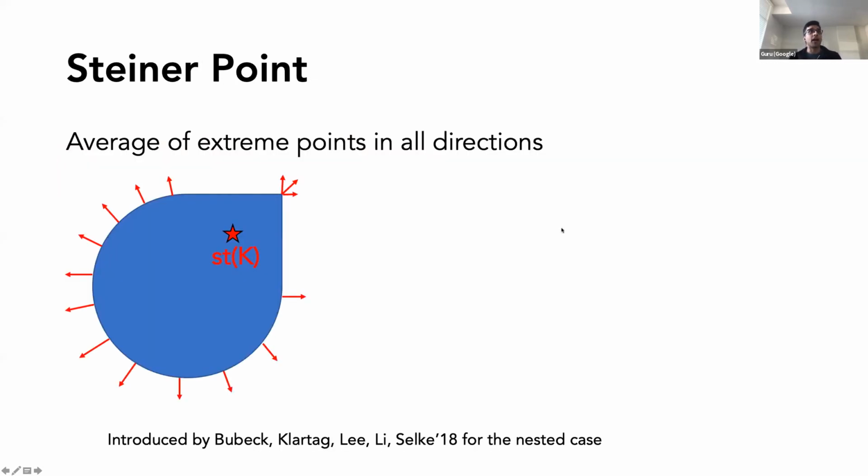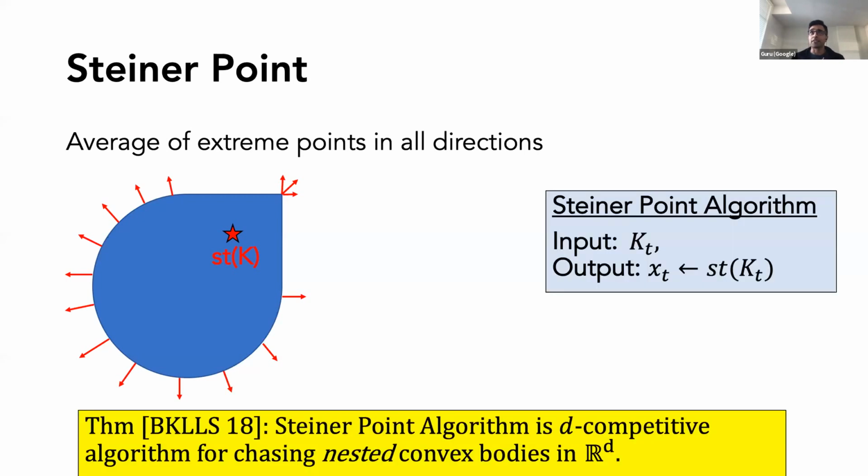So let me just start with the Steiner point. And this was introduced by Bubeck, Klartag, Lee, Li, and Sellke in a seminal paper. And what the Steiner point is, it's an average of the extreme points in all directions. Okay, so what you do is you sample a direction uniformly at random, you look at the extreme point, and then you average all these extreme points. And they gave this really beautiful algorithm. It's a one-line algorithm that says: given any convex set, take the Steiner point of that convex set and just play that.